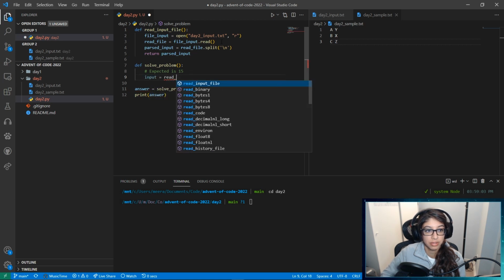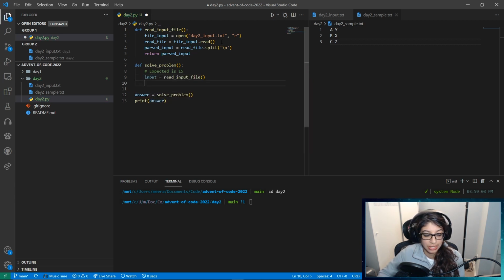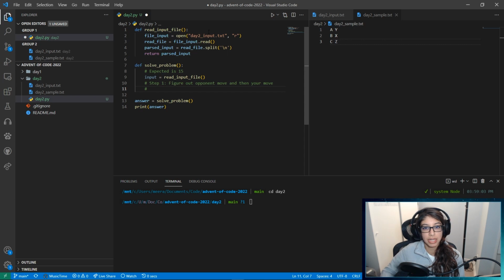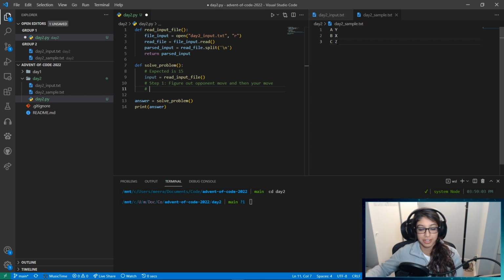So the next thing we want to do is actually write down the different steps we want to take here. So step 1, we want to figure out your move as well as the opponent's move. So figure out opponent move, because that's the first column, and then your move. Okay. And then I feel like the best data structure to be able to store this is a dictionary or an object, depending on language, but in this case, a dictionary.